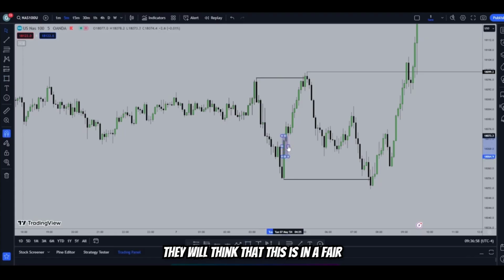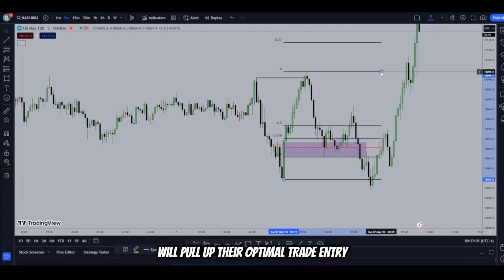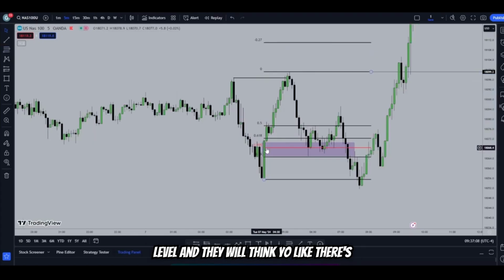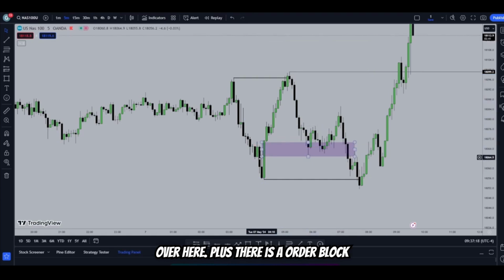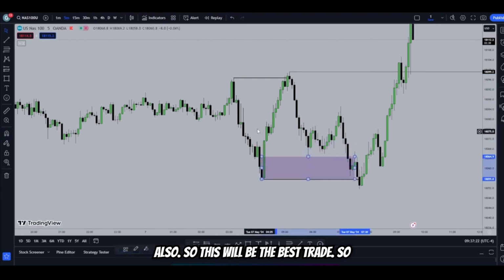Now people will look for bias from this fair value gap, because they will think this is a very good fair value gap, since it's in a fair value. They will pull up their optimal trade entry and look for the entry from the 705 level, and they will think there's a fair value gap, the 705 optimal trade entry level, plus an order block, so this will be the best trade and I should take it.